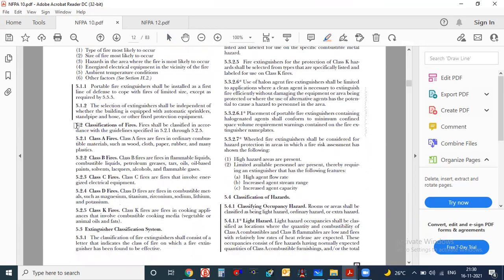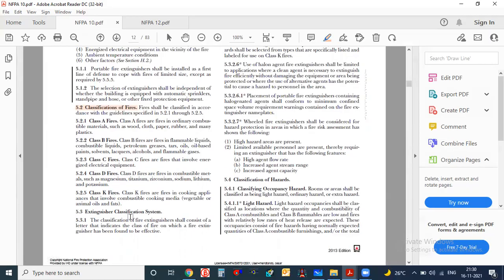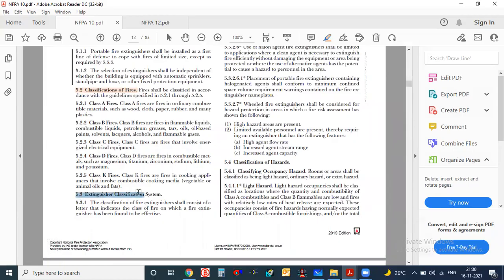And here they have given the classification of fire, what we have studied in our very first class. Class A, class B, class C, class D, class K. Class A fires are related to wood, cloth, paper, rubber. This thing we have seen. Class B is the compressed combustible liquids. Class C is the electrical equipment. Class D is for the combustible metals, and class K is normally the cooking appliances. This thing we have seen, and they have also given the extinguisher classification.